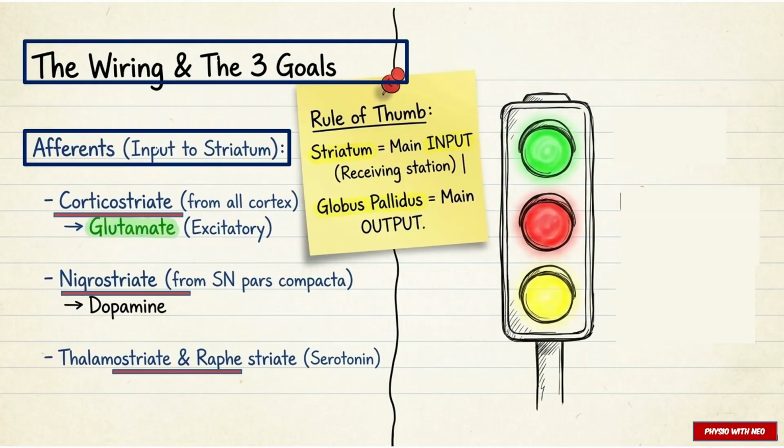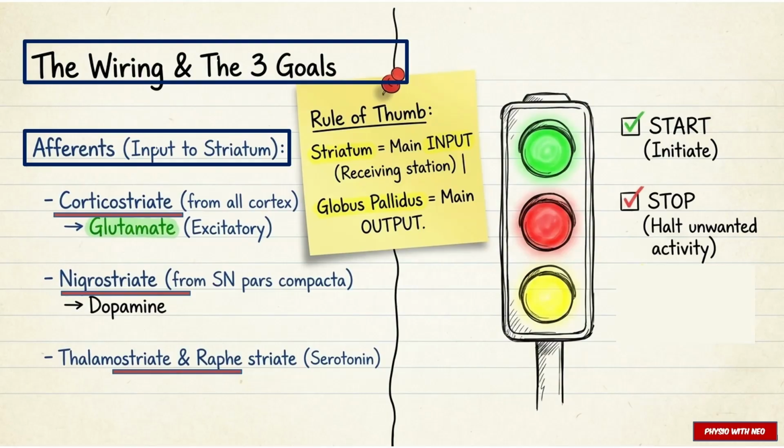Their overall goals are easy to remember. First, start the movement, then stop unwanted movement, and third, regulate smooth voluntary movements. This simple traffic signal concept makes the functions much easier to recall. Notice how the entire system is designed to produce smooth and controlled movement, not the movement itself.